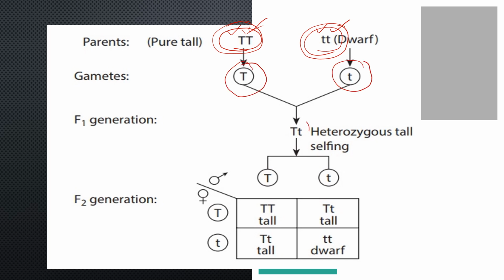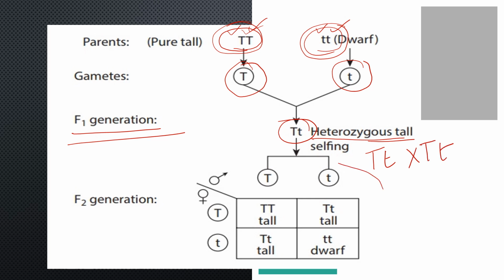Now the heterozygous tall plant in the F1 generation, we are getting all the plants which are heterozygous tall. So all the plants in the F1 generation are tall. Then what was done? Then Mendel did selfing. So what is selfing? Selfing is he crossed this plant again with the same plant. So this selfing was done and this is the Punnett square.